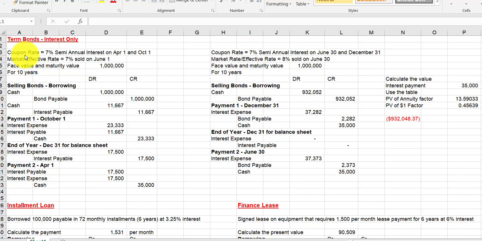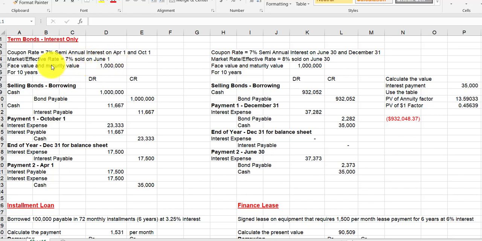So our first example, we have a term bond. Remember, a term bond is interest only until the end or maturity. Coupon rate is 7%. Semi-annual interest is paid on April 1st and October 1st. The market rate or effective rate is 7% as well. And these bonds were sold on June 1st. So notice that we have a difference in the date between when it was sold and when it starts. The whole interest starts on April 1st.